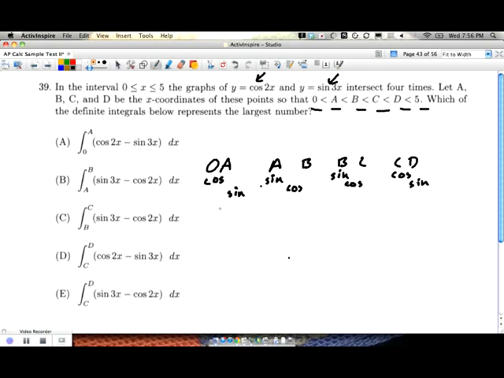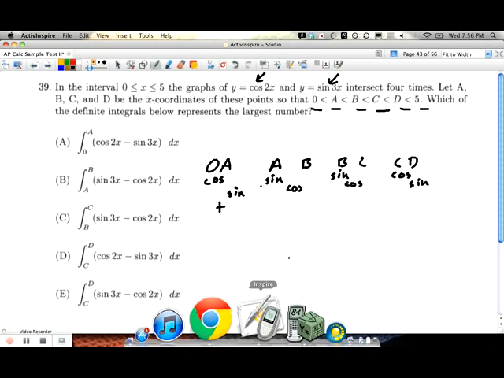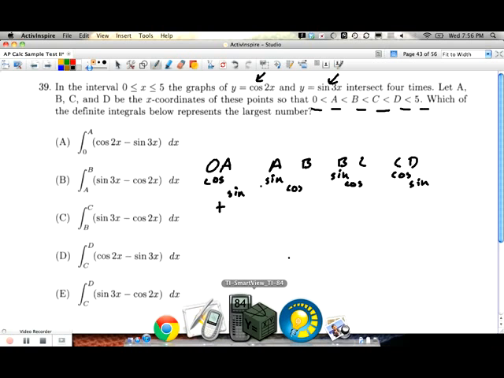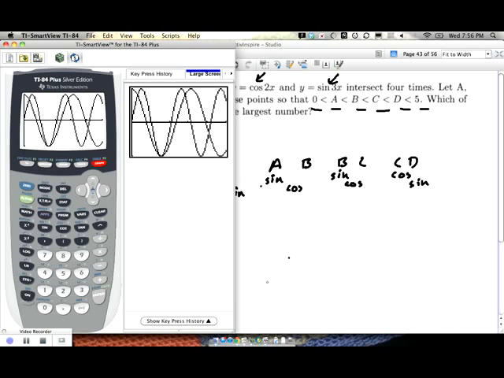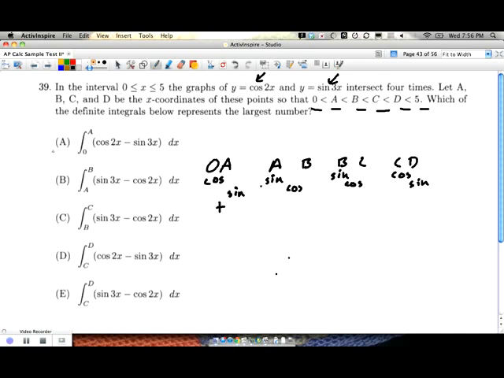So if we're looking from 0 to A of cosine 2x minus sine 3x, that's at least positive, but it's not very big. When you look at it, it's a pretty small area in here, so that's probably not going to be the one we're looking for. If we're looking from A to B of sine of x minus cosine of 3x, or cosine of 2x, or from B to C, these two look the same.